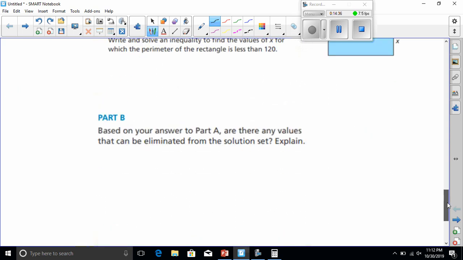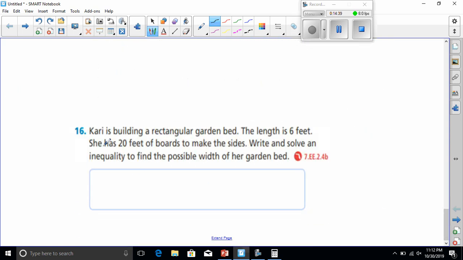Let's see, that was part of 15. I'll do 16. It says Kari is building a rectangular garden bed. Let's get our garden bed set up here. It says the length is 6 feet, so that's 6 feet here and 6 feet here. She has 20 feet of board to make the side. So all of this has got to equal 20. And solve an inequality to find the possible width of our garden bed. Well, once again, the width is going to be represented by the letter W, and this is going to simply be 6 plus 6 is 12.